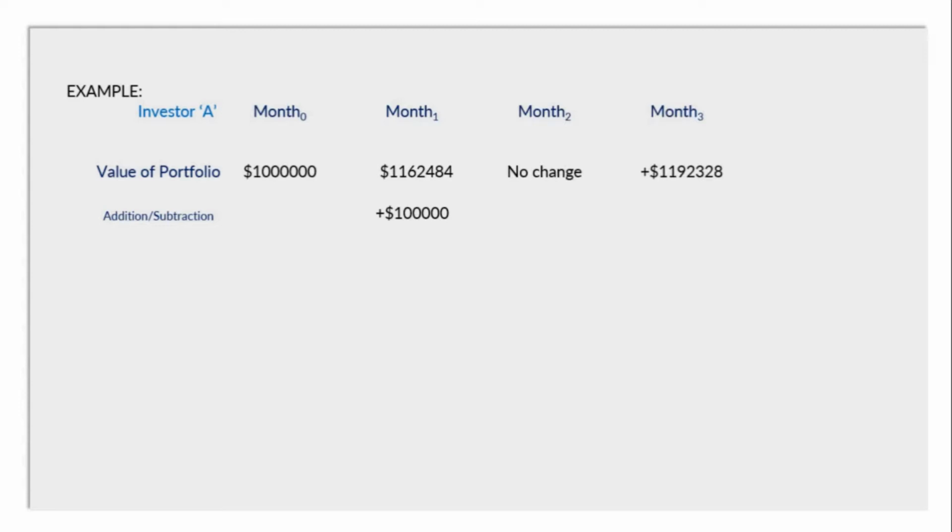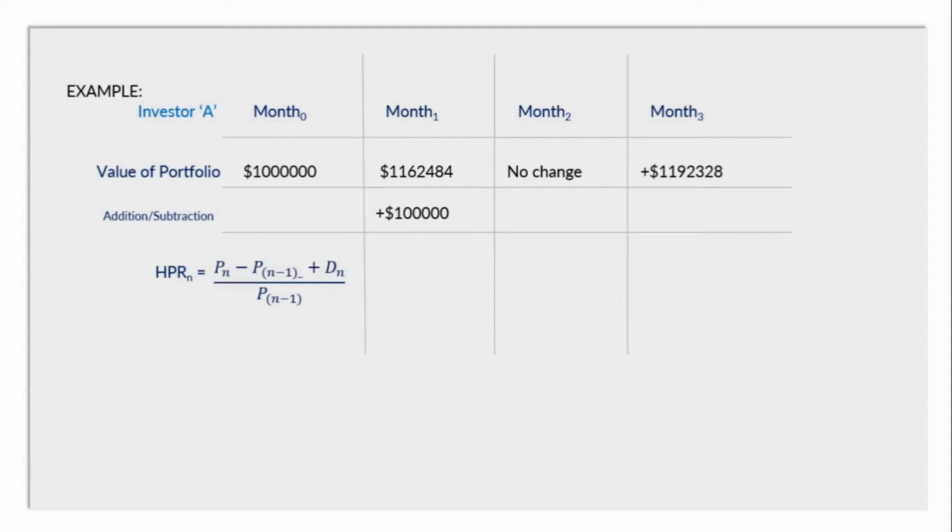Let's see the steps to calculate this using the time-weighted rate of return. First, we have to price the portfolio immediately prior to any significant addition or withdrawal of funds. In this example, we have $1 million at month 0 as the initial value, where no addition or withdrawal has occurred before. Now we have to calculate the holding period return for each period.